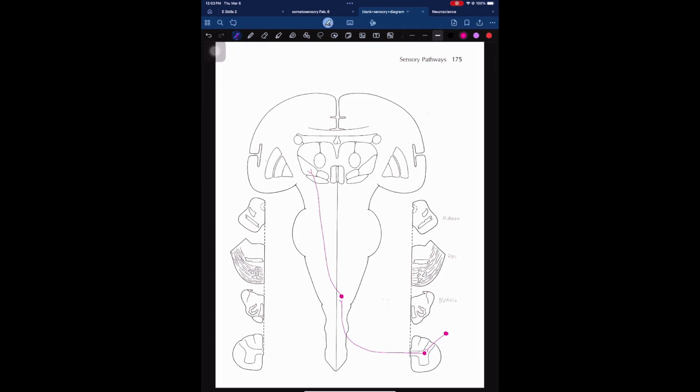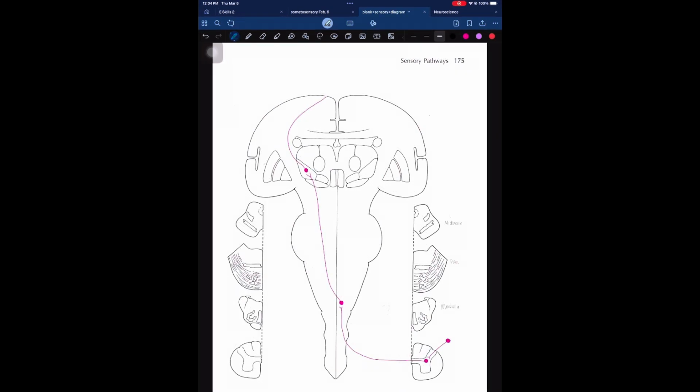The third and final neuron is in the ventral posterolateral, or VPL, nucleus of the thalamus. The third neuron terminates at the somatosensory cortex in the area that the initial peripheral nerve stimulated, or the homunculus.